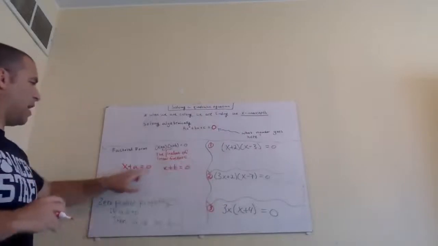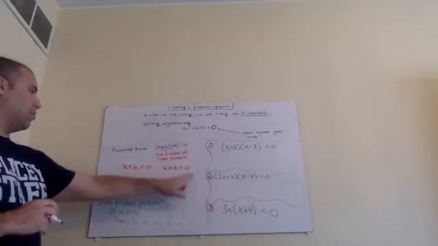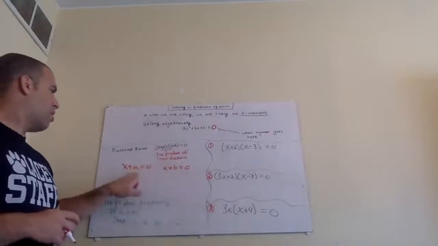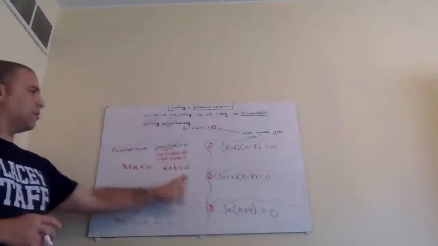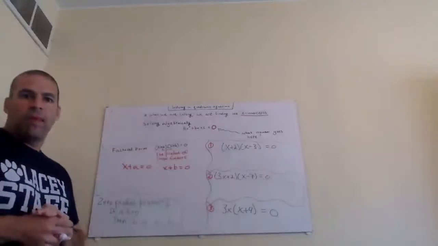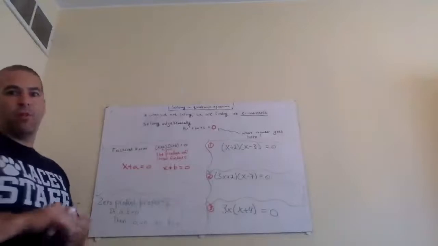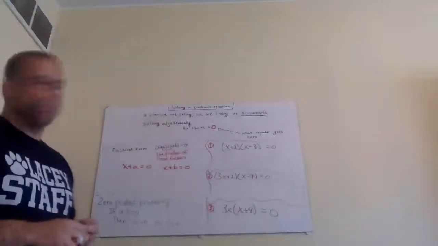So we have x plus a equals 0 and x plus b equals 0. And then to get the answers, you would simply solve each little equation. And the good news here is that they're basic one or two step equations. So let's take a look at a couple examples where we apply this zero product property.